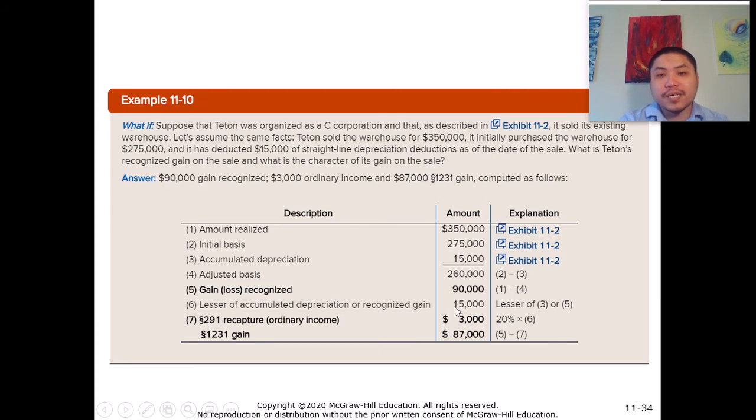So we take 20% times $15,000. So we have to treat $3,000 as ordinary income under Section 291, and then the rest, which is $87,000, we can treat as Section 1231 gain, and this $87,000 is going to be taxed at a preferential rate. So I just wanted to give you an introduction to Section 291. It's pretty basic, pretty simple, so let's move on.